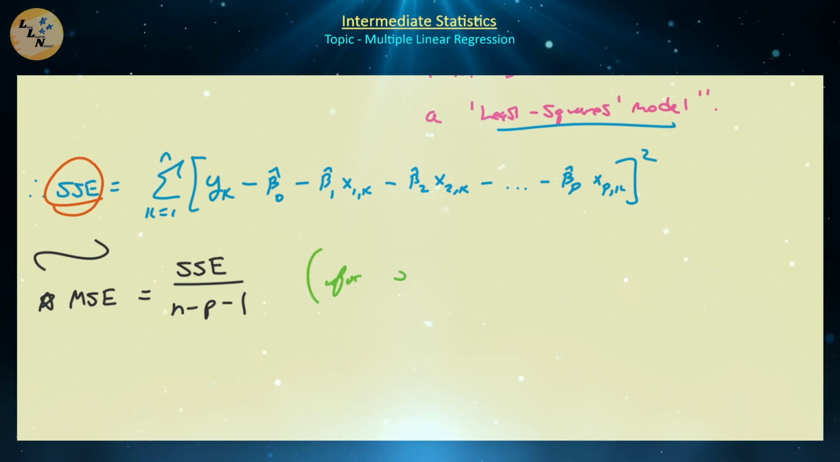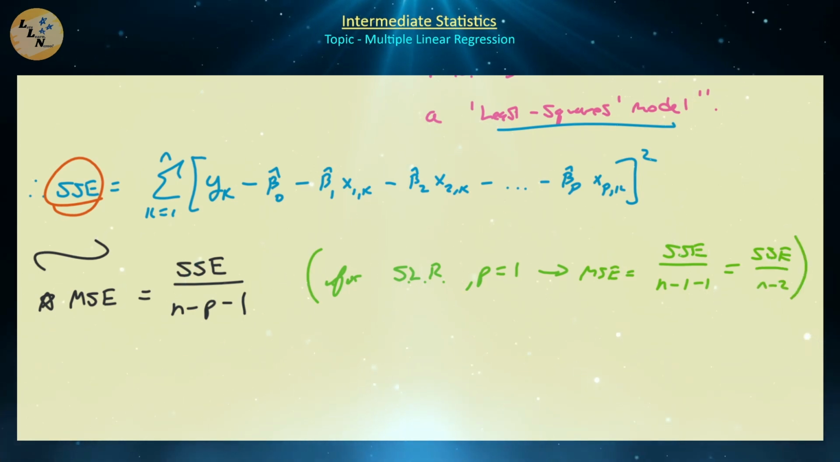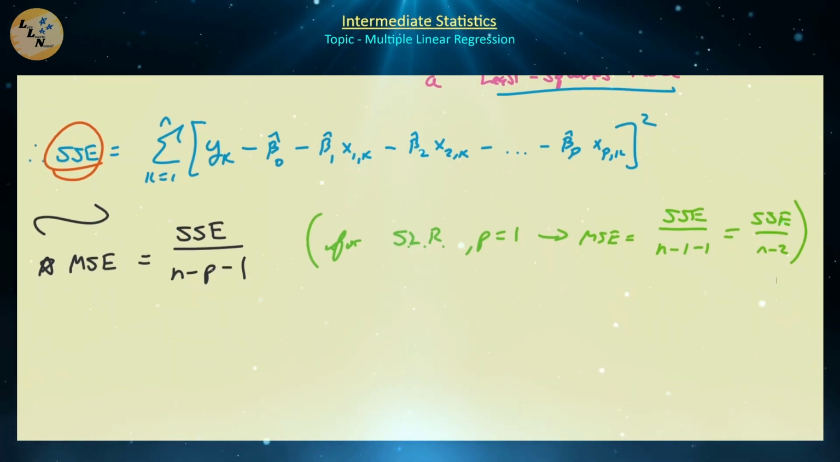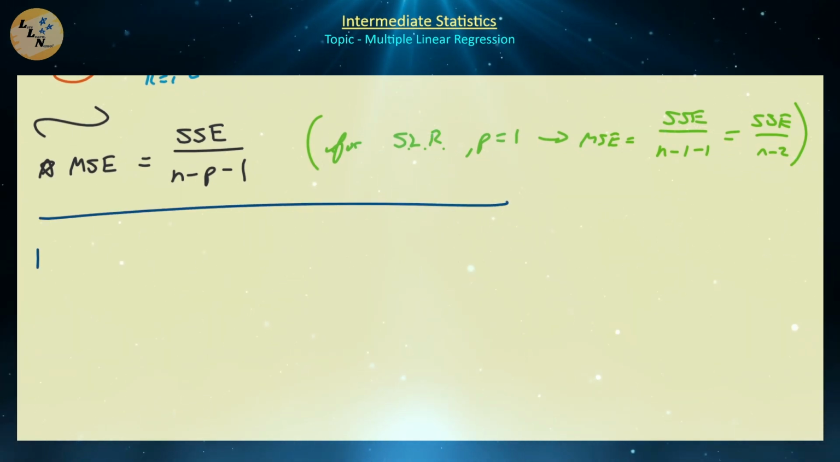For the simple linear regression model, i.e. p equal to 1, since we had one predictor, the MSE was equal to SSE divided by n minus 1 minus 1, or equivalently SSE divided by n minus 2. So n minus p minus 1 is the generalized version of the MSE. Now, one very important theorem associated with the MSE is the following theorem, which I'm not going to prove. This proof is a little more time-consuming than I want to spend, at least today.